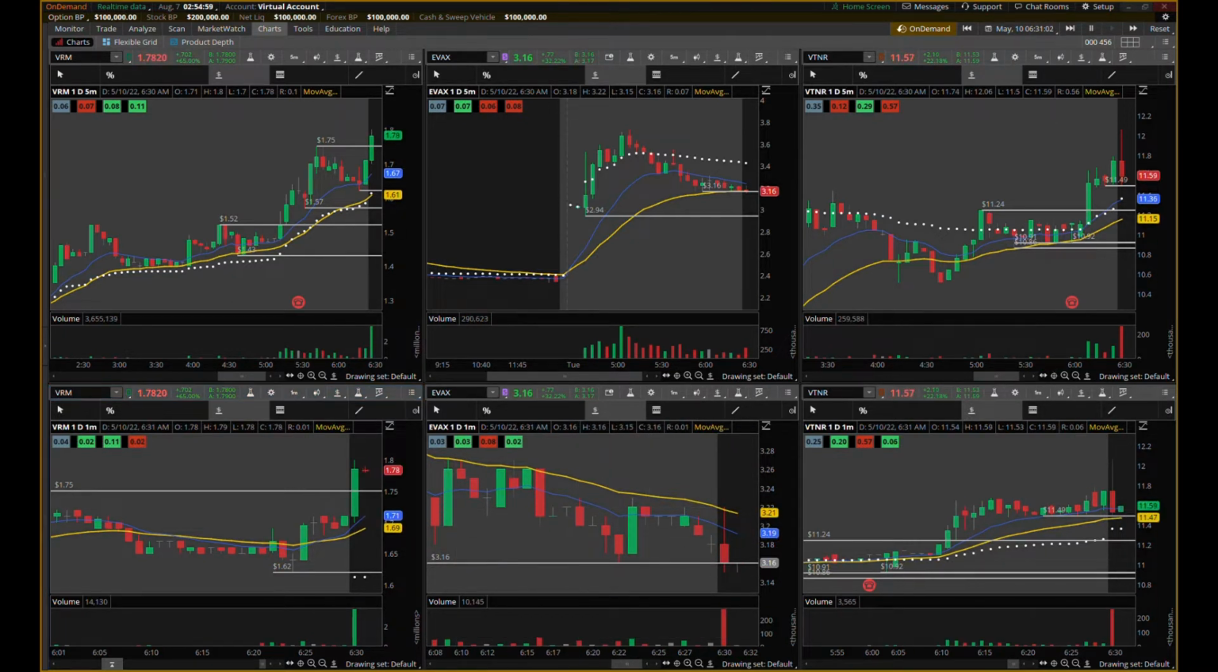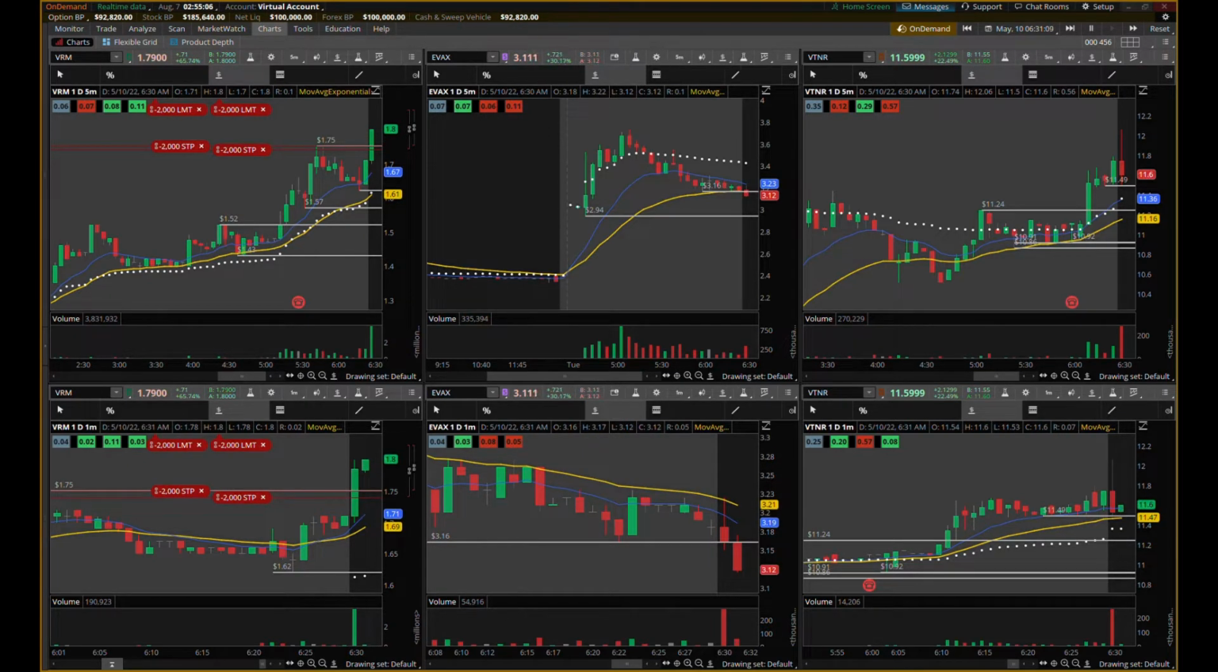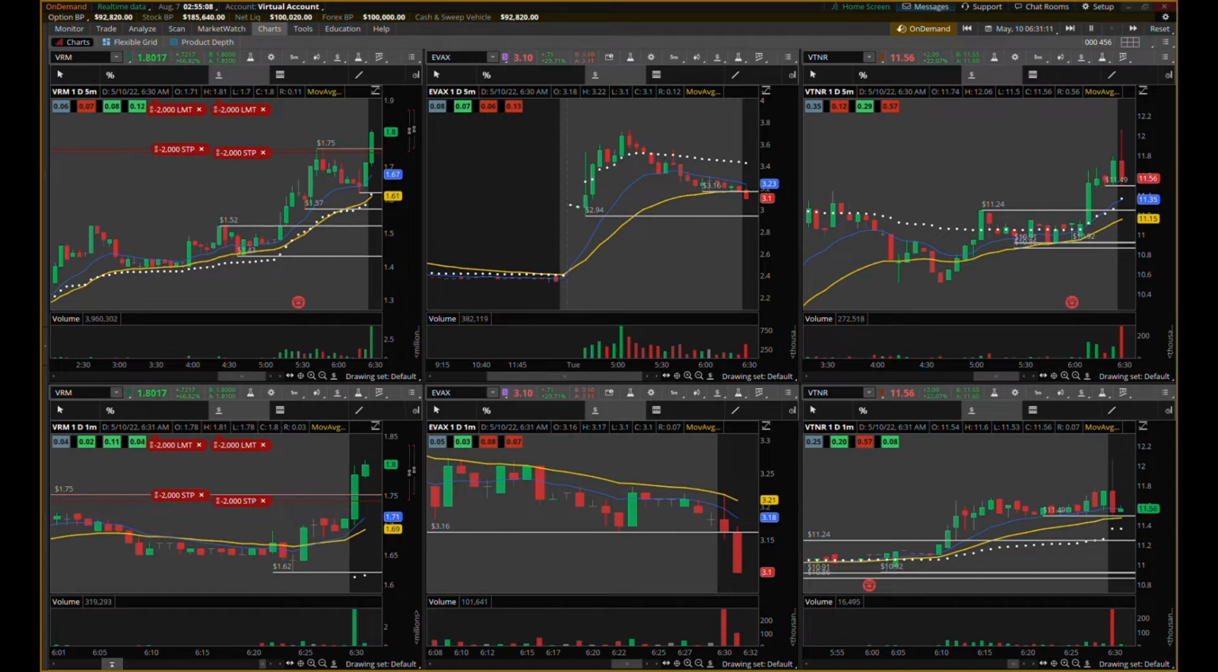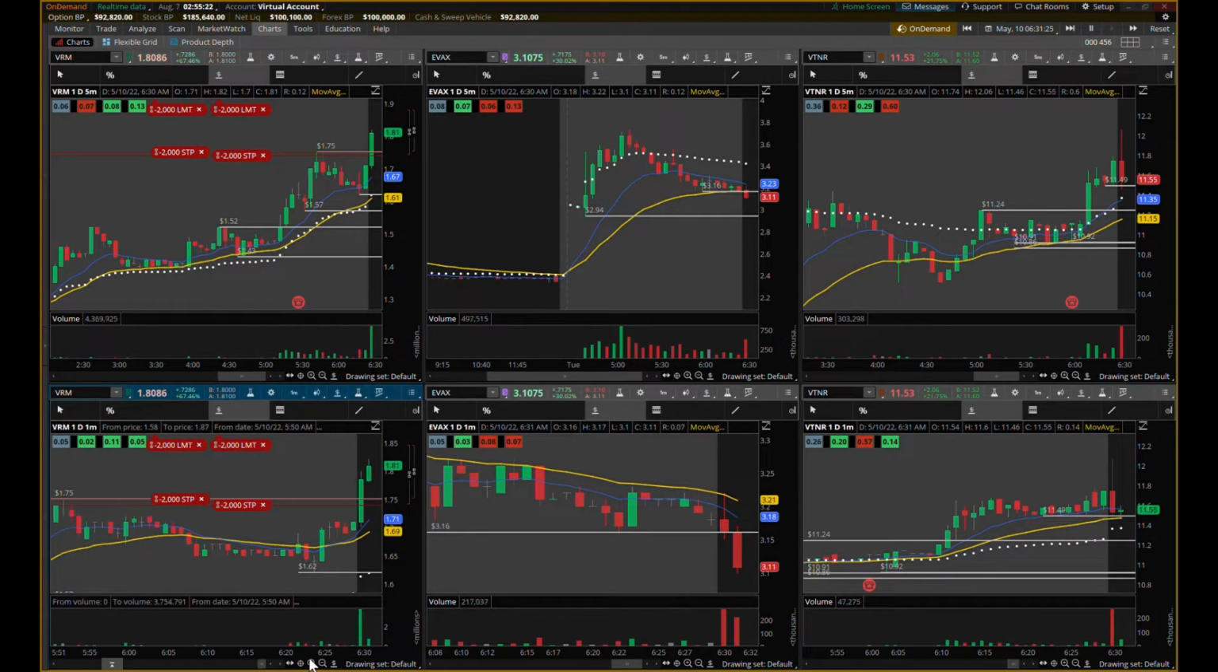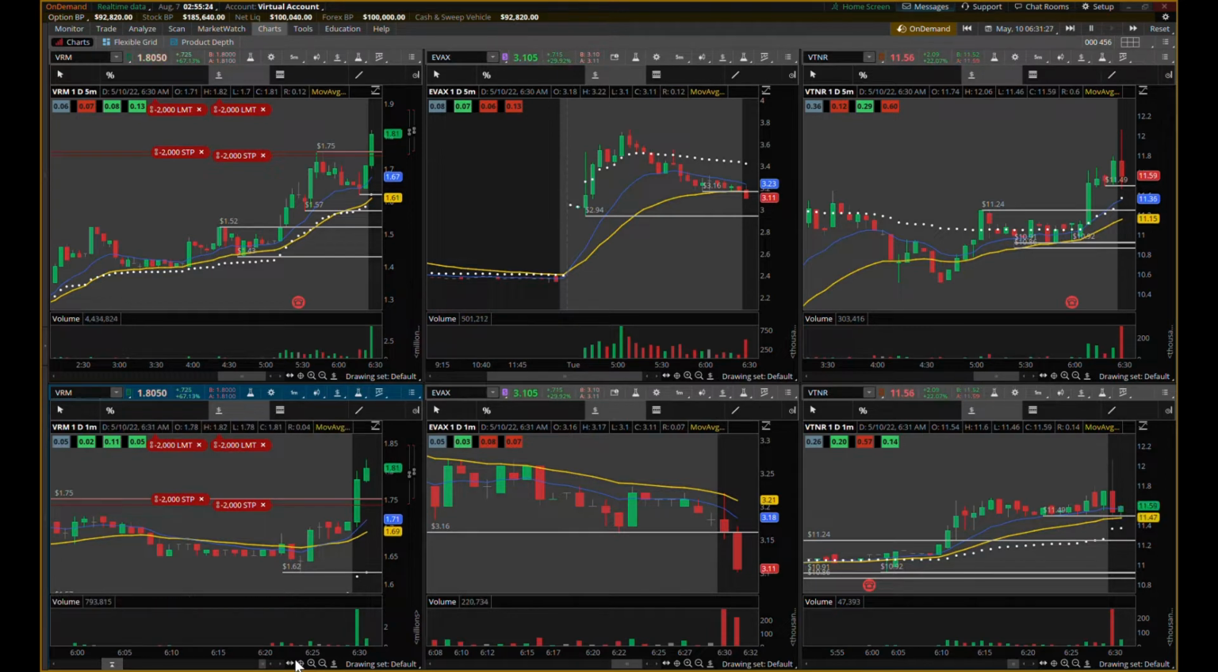Okay, here we go. It's go time. I like this. I'm gonna do it twice. So I like that. I could have waited for it to pull back here to $1.75. But this one, it just feels like it seems strong. It doesn't seem like it's gonna pull back there.